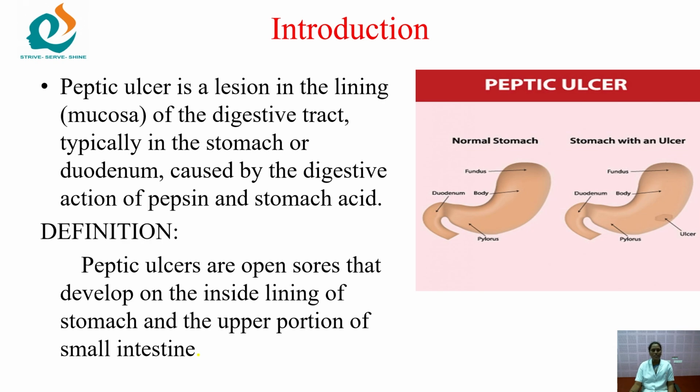It's caused by the digestive action of the pepsin and stomach acid. Mainly this peptic ulcer is caused by the HCl in the stomach acid secretion. That's an erosion formation or lesion in the lining of the GI tract. That is a peptic ulcer. Okay, definition: peptic ulcers are open sores that develop on the inside lining of the stomach and upper portion of the small intestine. The upper portion of the small intestine, that is the duodenum, the first part of the small intestine. It may also occur in the esophagus.